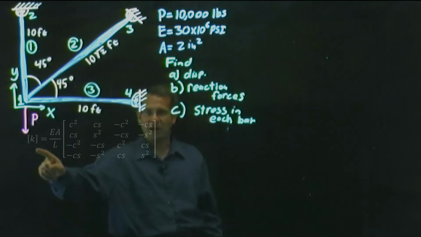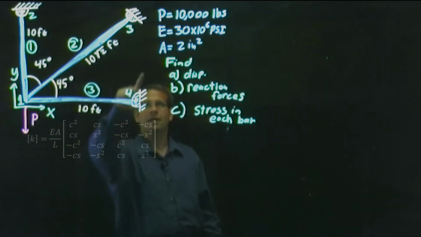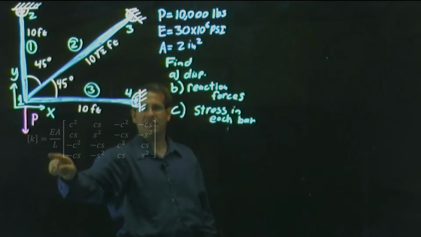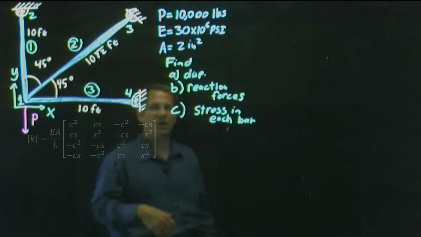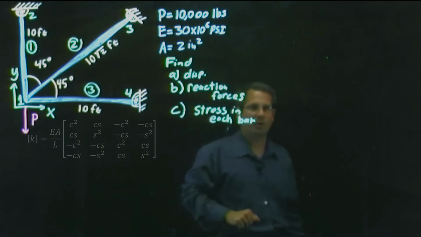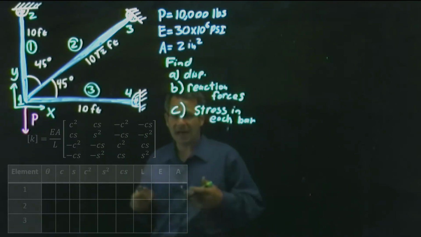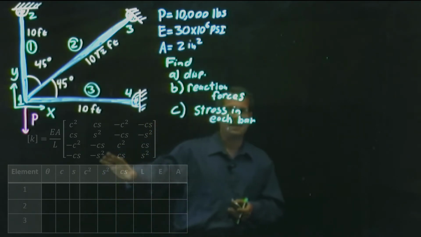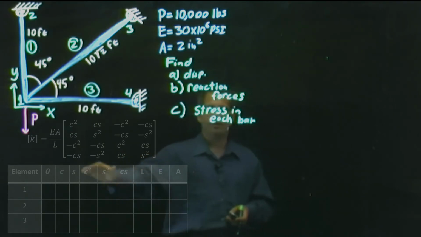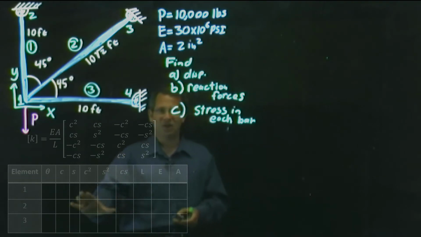But remember, this is a function of not only the modulus of elasticity, the area, and the length of each bar, but is also a function of the angle each bar makes with the global x-axis. Previously, I suggested that some people find it easier to start out by writing down the various cosines, sines, sine squares, and cosine squares, etc., in a chart such as this.